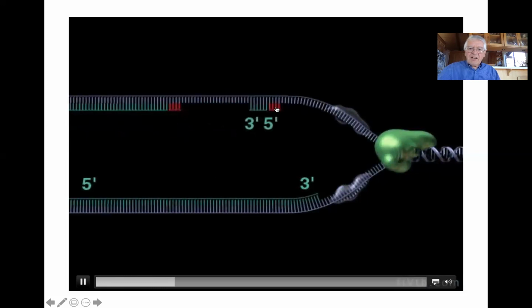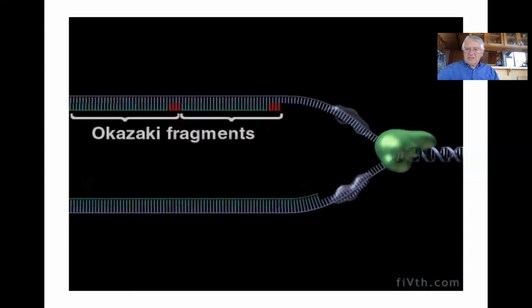Then you make another RNA primer. So as more and more of this is exposed, every so often you add an RNA primer. But the consequence is the DNA is made in pieces.